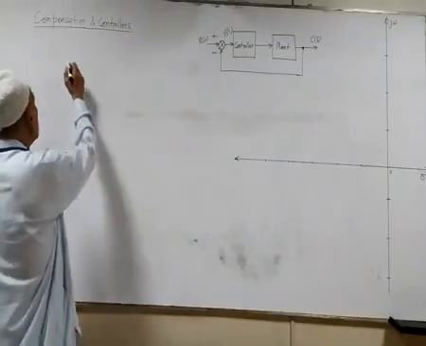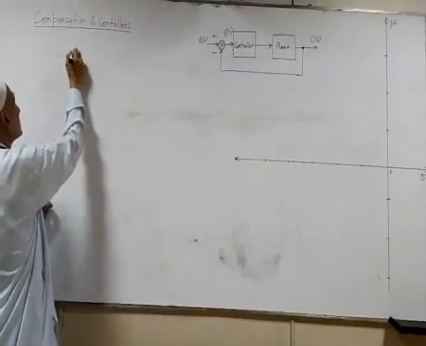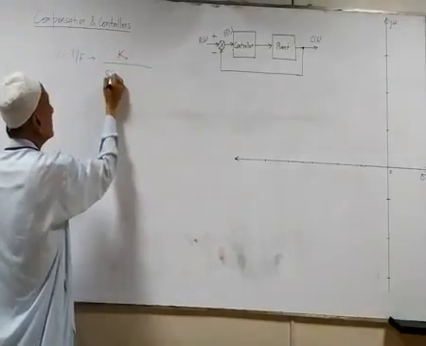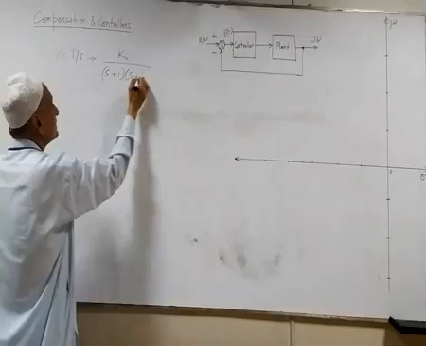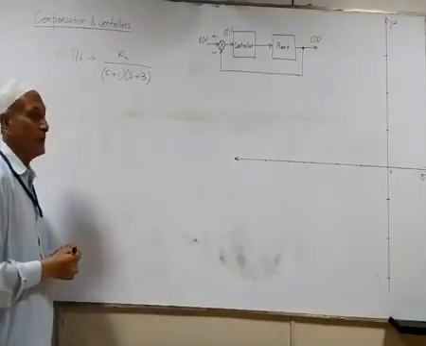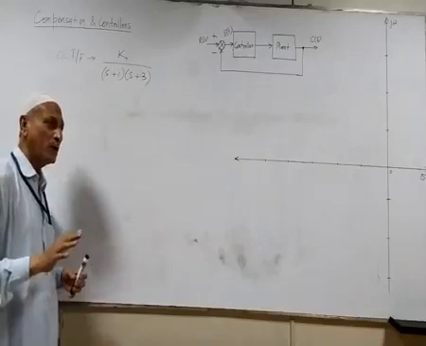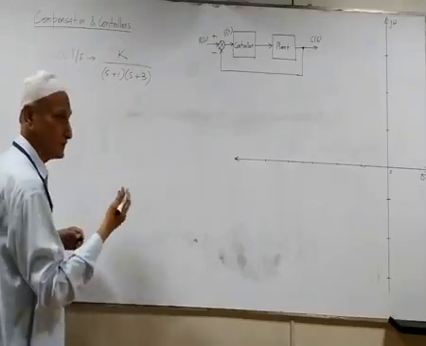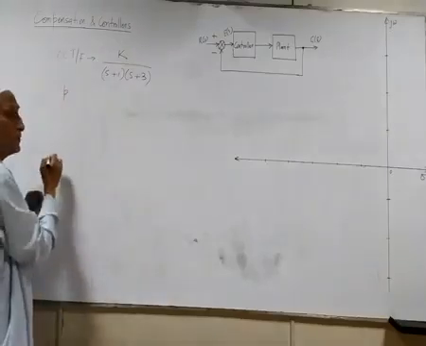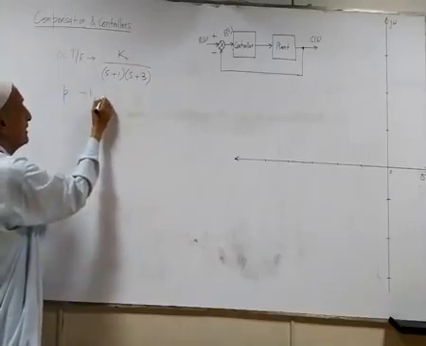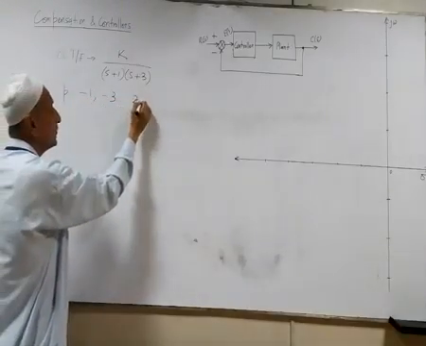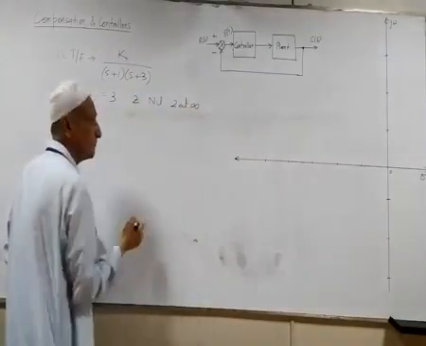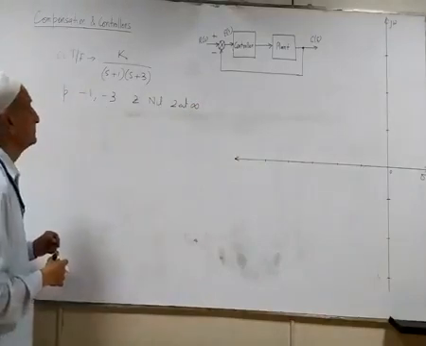In example 3, we are given an open loop transfer function of a system, which is K over (s plus 1)(s plus 3). This is basically a second order system, and we all know that a second order system is always stable. Now let's plot the root locus. The poles are located at -1 and -3. There is no physical zero, however there are 2 zeros lying at infinity.